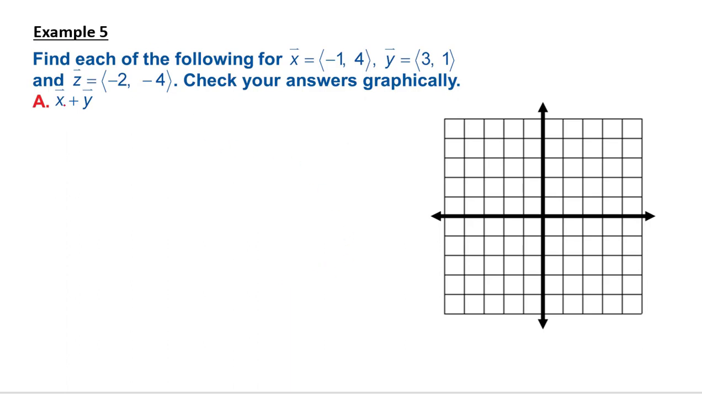Okay. So, find each of the following, check your answer graphically. I want to show you guys that it's actually really, really easy. So x plus y. I add my x components, so I have -1 plus 3. I add the y components. And so there I have a 2 and a 5.